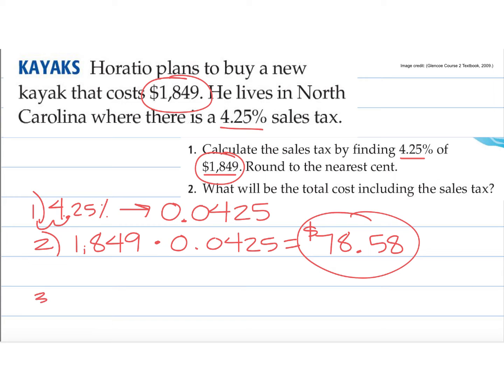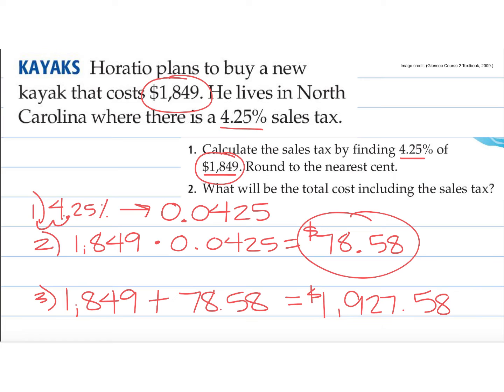Now we take 1,849 and add it to 78.58. So 1849 plus 78.58 is what I'm putting in my calculator, and I get $1,927.58 for my total price.